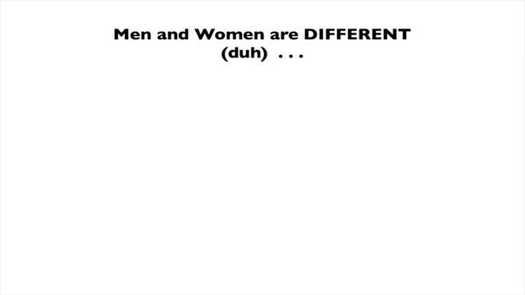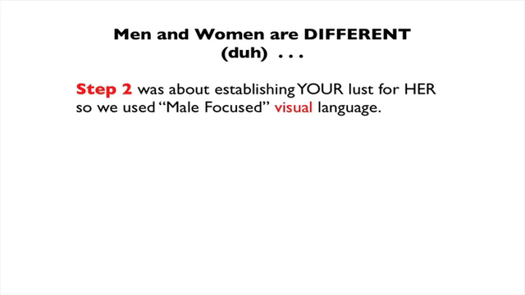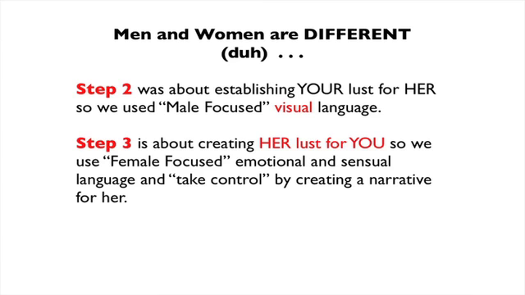So as we go back and say again, men and women are different. Duh. Step 2 was all about establishing your lust for her, so we used male-focused visual language. But step 3 is about creating her lust for you. So instead of using male-focused language, we're going to use female-focused, emotional, and sensual language and take control by creating a narrative for her so she can simply relax and enjoy it. She doesn't need to do any thinking. She doesn't need to do any work in this case. You're going to do that for her.